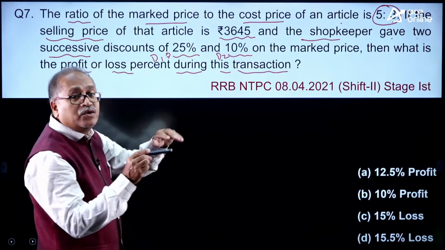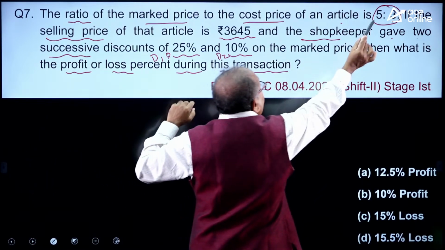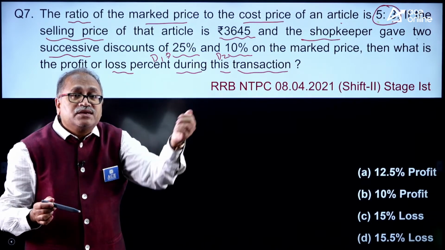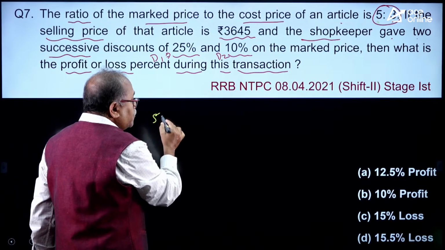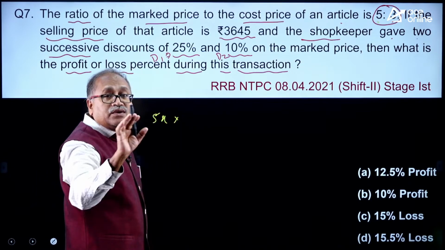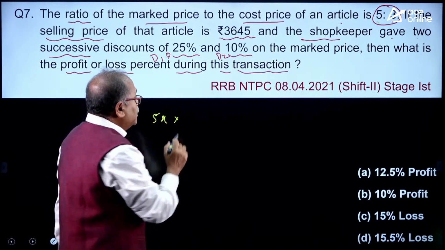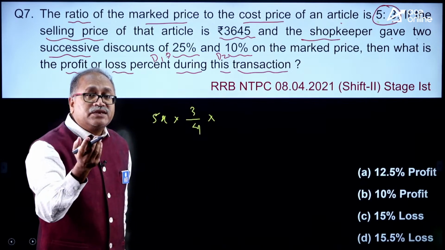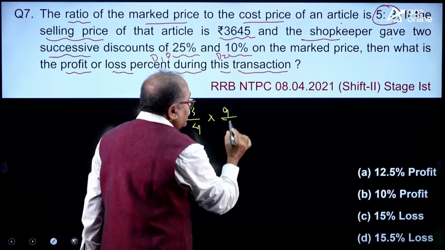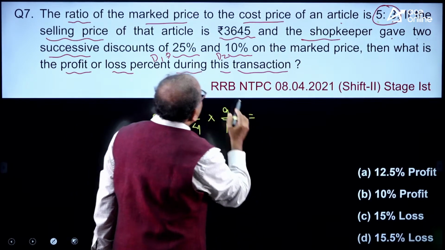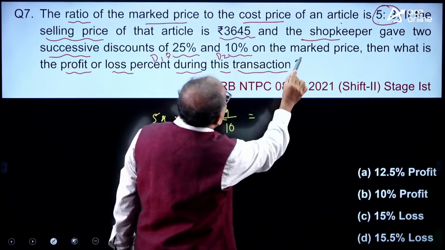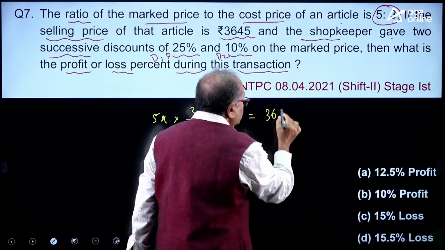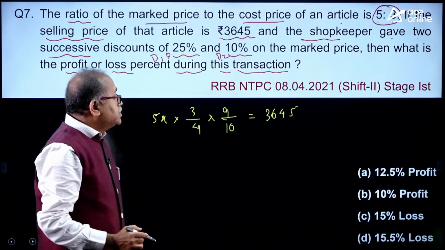Look at this one, how do I consider it? I have the marked price 5x, I have the 2 discounts, so I will be getting the selling price. So, that is 5x, 25% discount, that means 75% is left, that is 3/4, and 10% discount, that means 90% is left, that is 9/10, and that selling price is equal to, how much is given to us the selling price? This one, 3645. So, can I get the x value?